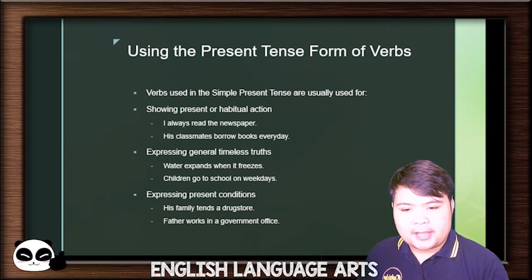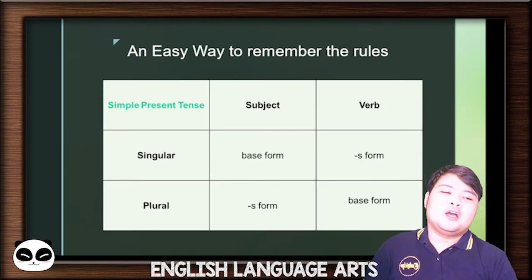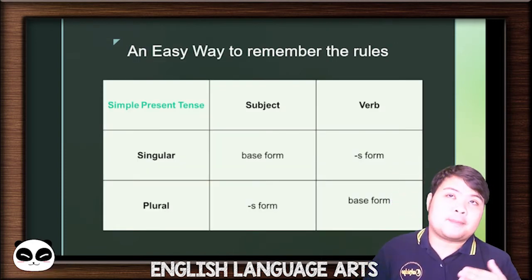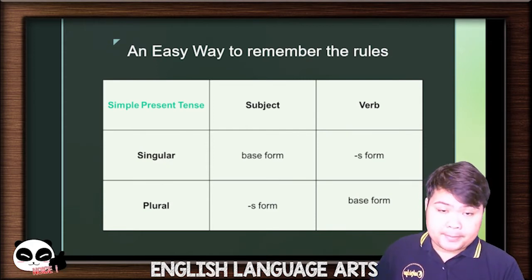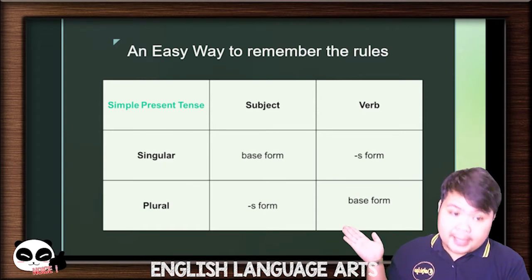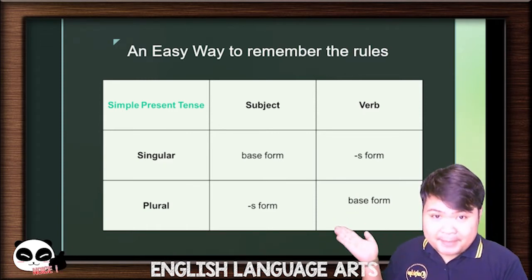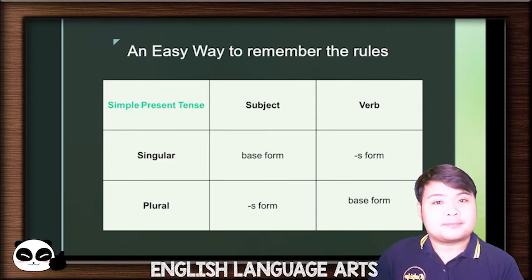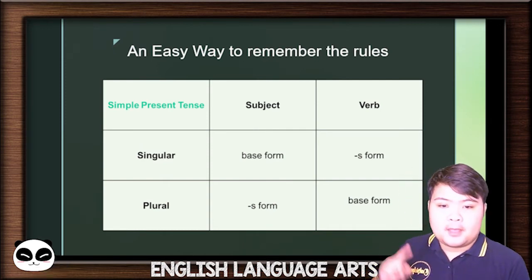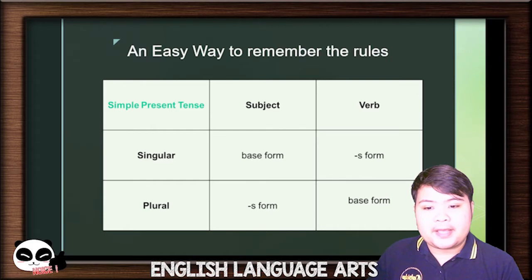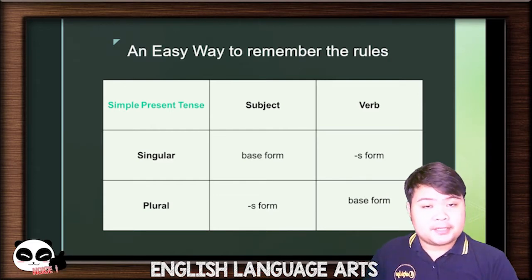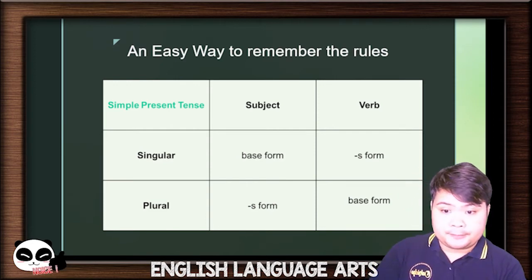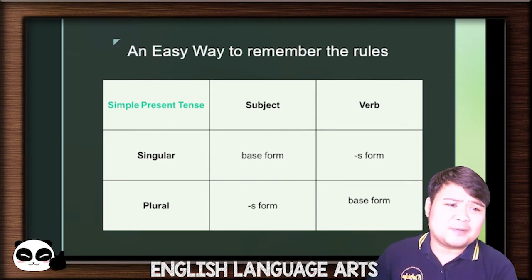tense. Now, I could give you a whole list of different rules one step at a time. But to keep it simple and easy to remember, all of the rules can be done with this very basic chart right here. In this chart, you would see it is divided, right? On the first top ends, we have subject and verb. And for the ones over here at the right side, we have singular and plural. So basically, class, what does this show?